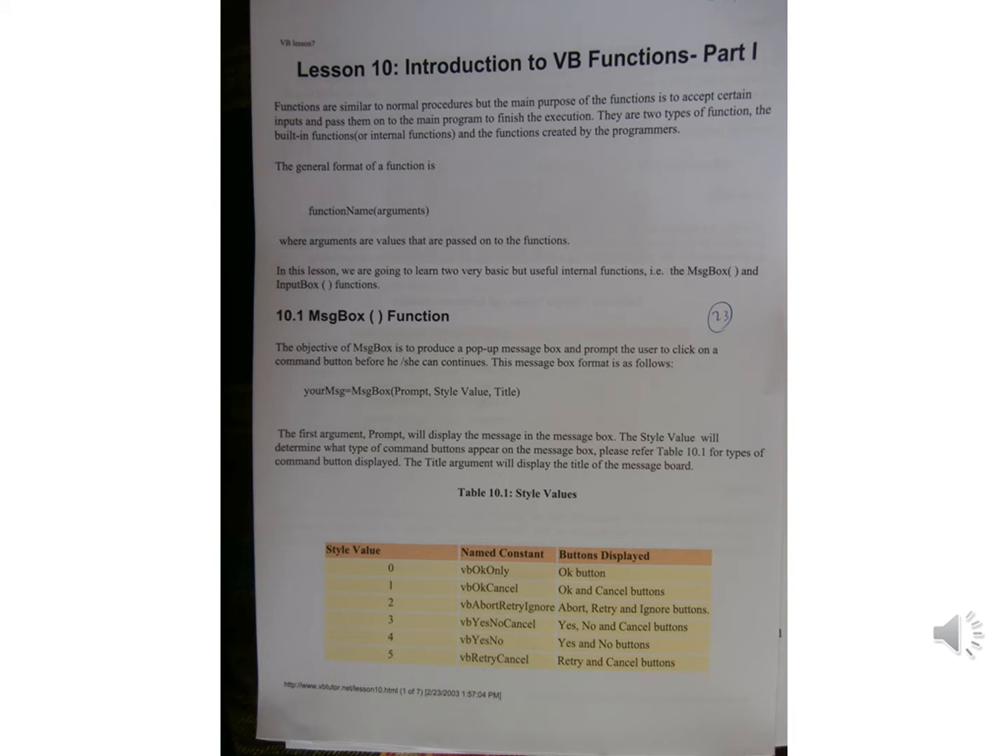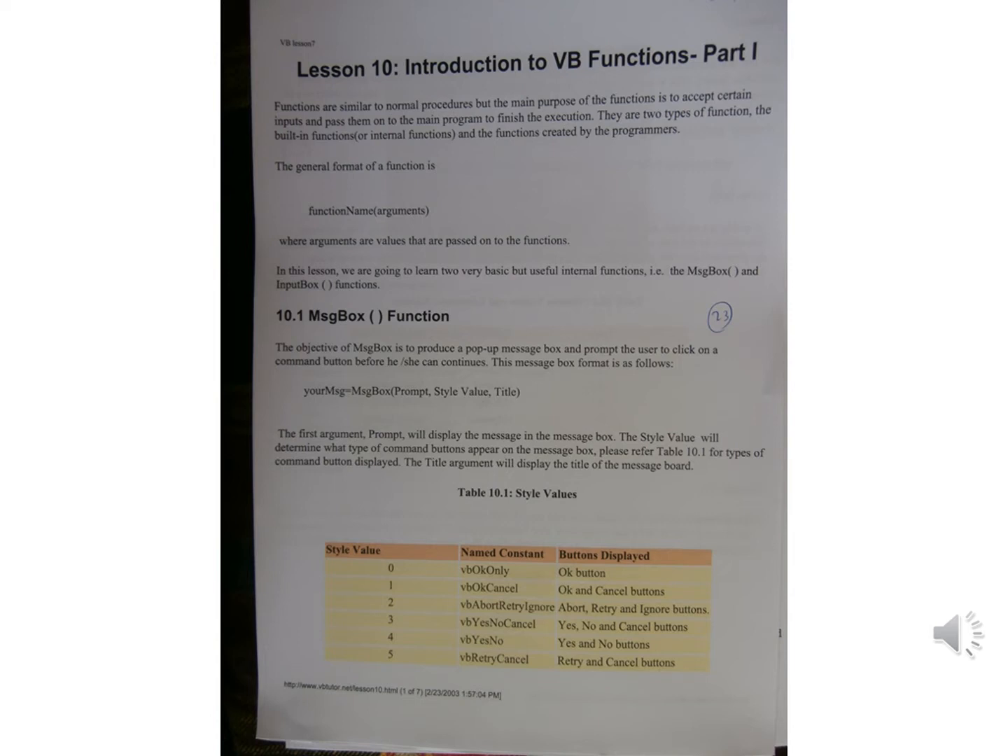In the first argument, prompt will display the message in the message box. The style value will determine what type of command buttons appear on the message box. And then we have to see the table, 10.1. Table 10.1 shows the types of command buttons displayed, and the title argument will display the title of the message box.